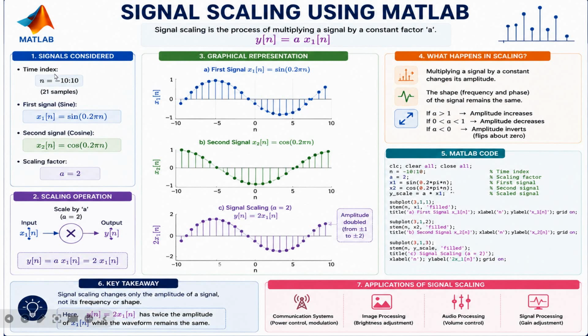So here what we are doing, we are taking the signals. First we'll set the time index, that is n is equal to -10 to +10. So total we'll be having 21 samples. We'll take a first signal sine. That is a sinusoidal signal.